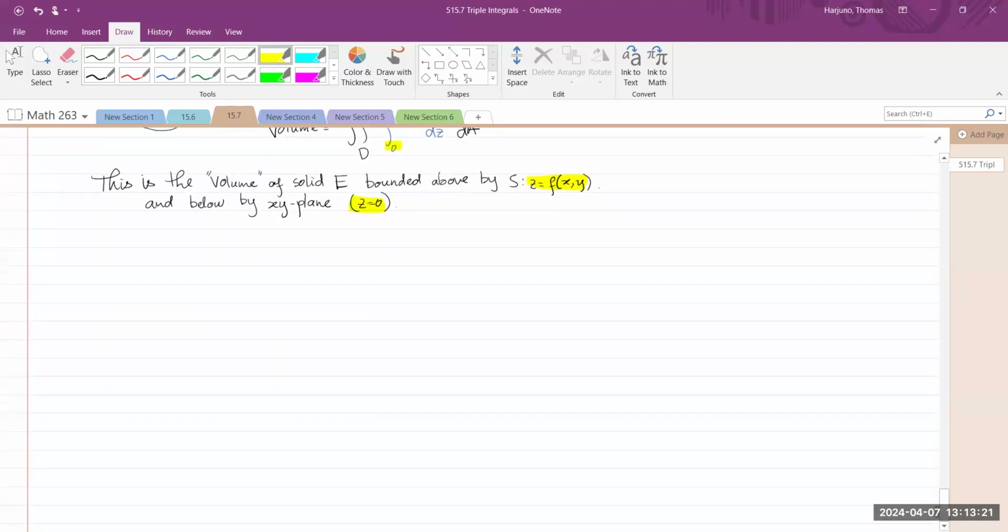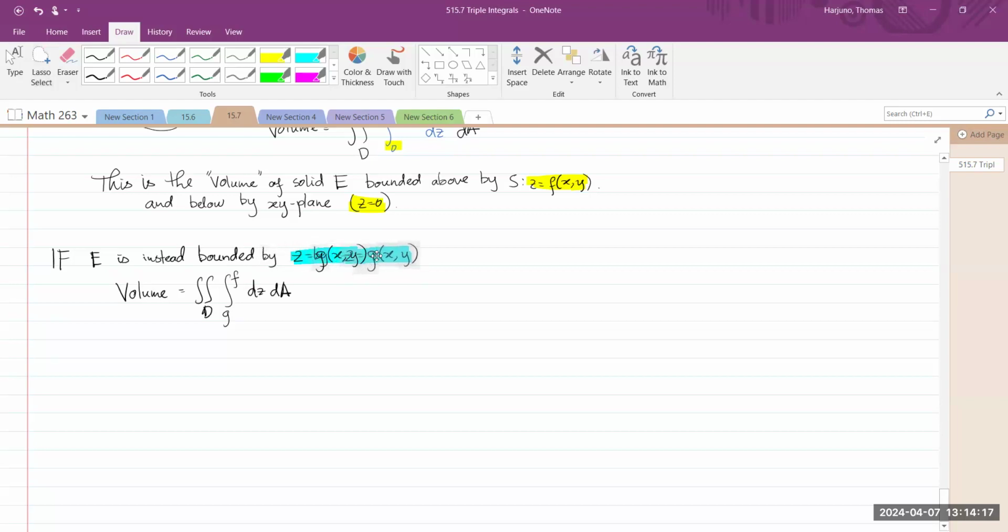Okay, now, if solid E is instead bounded below by z equals g(x, y), then the volume now becomes the double integral over D and then the integral from g to f of dz dA, right? Okay, so this lower bound, bounded below, I think I need to clarify that.